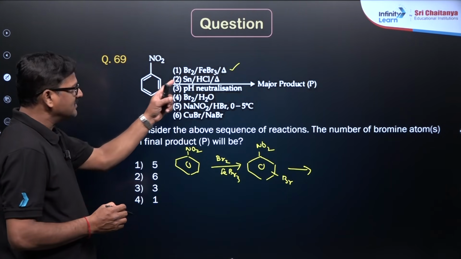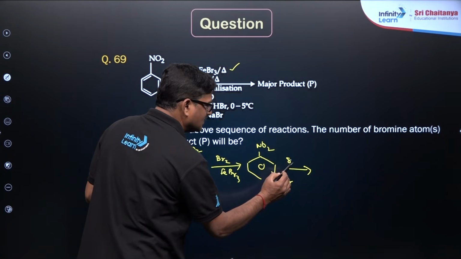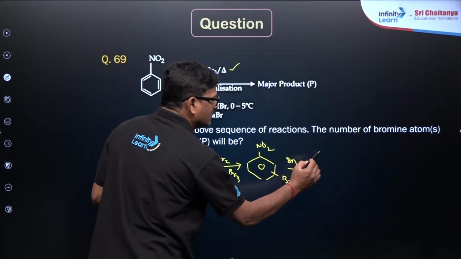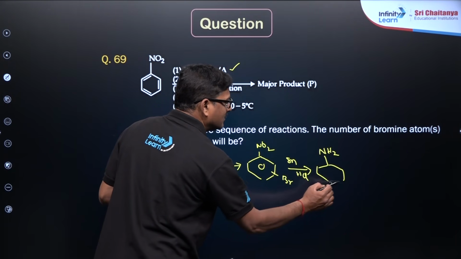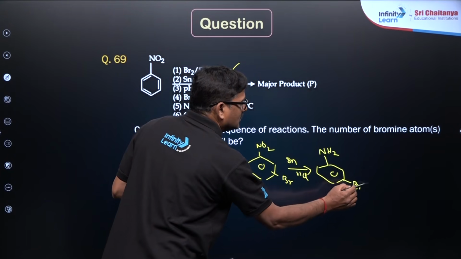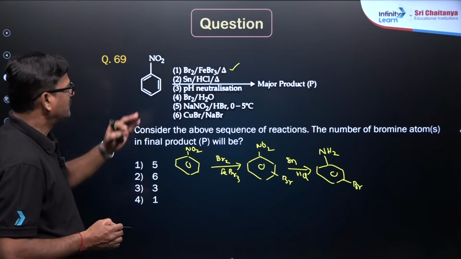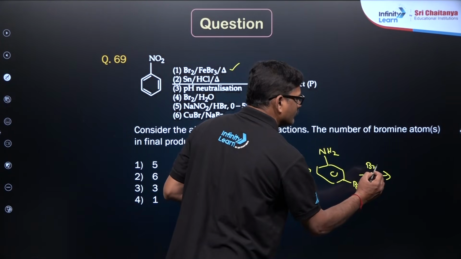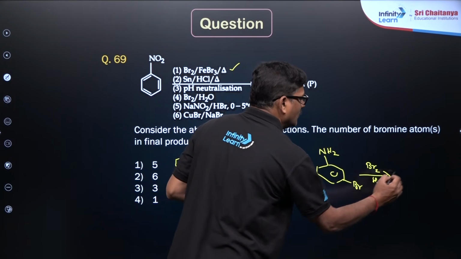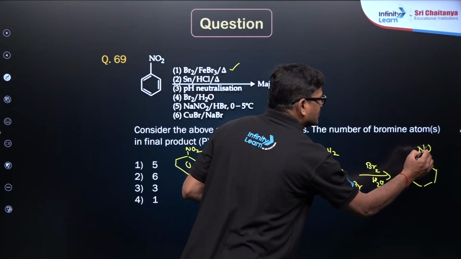And it is treated with Sn/HCl, which is a reducing agent. When it undergoes Sn/HCl, it is going to reduce the nitro group to an amino group. Now the amino group is an activating group, so after pH neutralization, if you add Br2/H2O, you are going to get bromine in all possible positions.